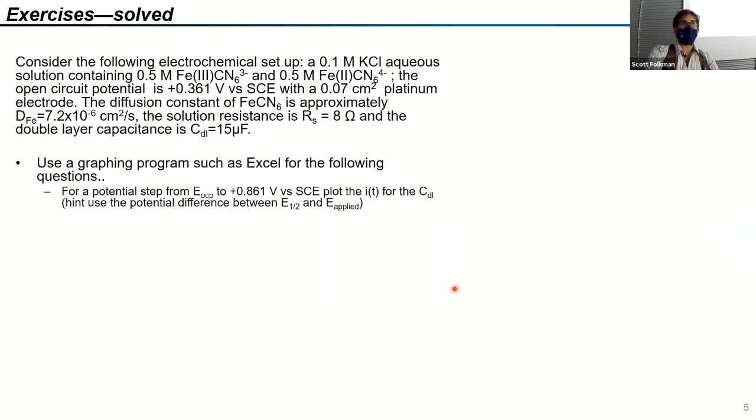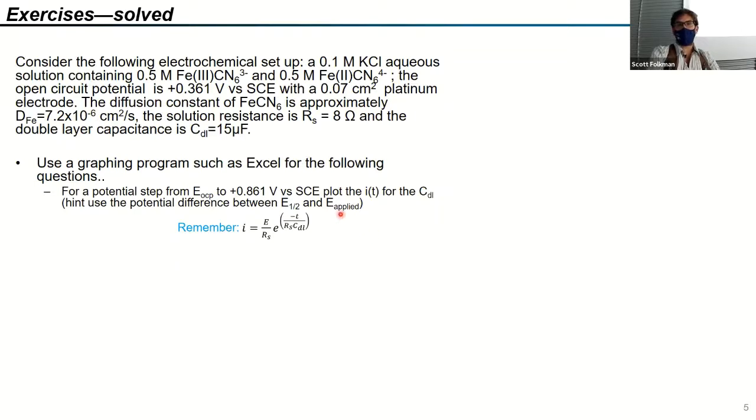So last week I gave you all some practice questions. I hope you had a chance to go through them. If not, here's the reveal. I gave solution parameters here. We have 0.1 molar potassium chloride with iron ferricyanide dissolved in it. I gave you the area of the platinum electrode and the diffusion constant of iron ferricyanide, the solution resistance, which we can measure, and the double layer capacitance.